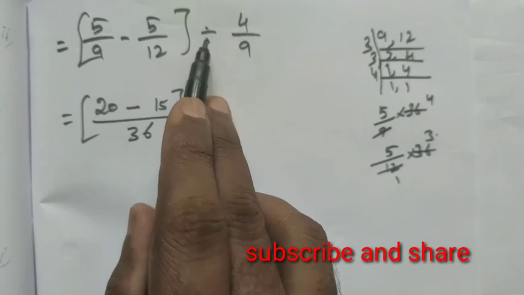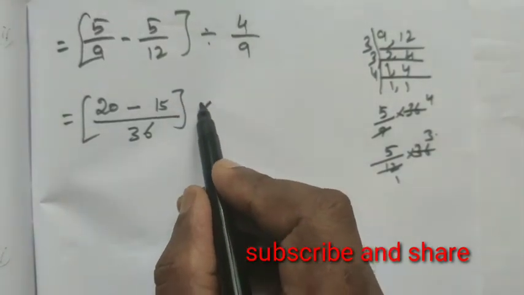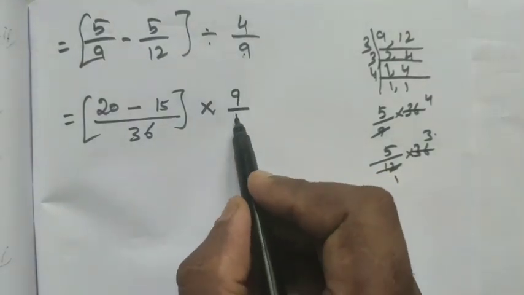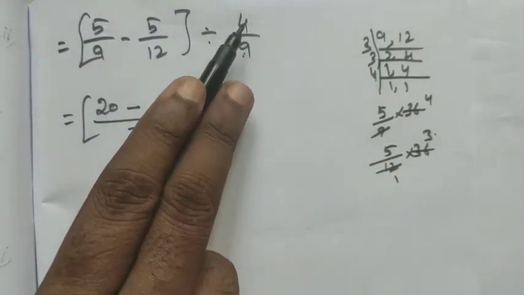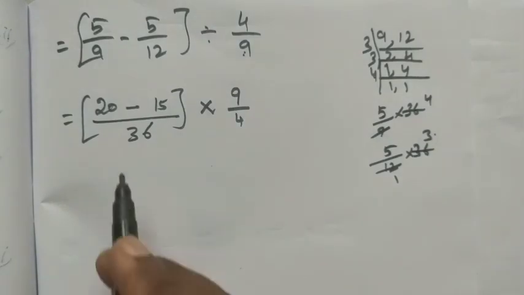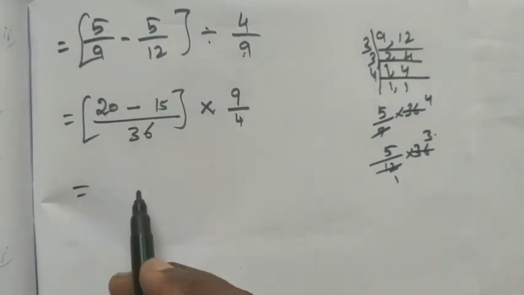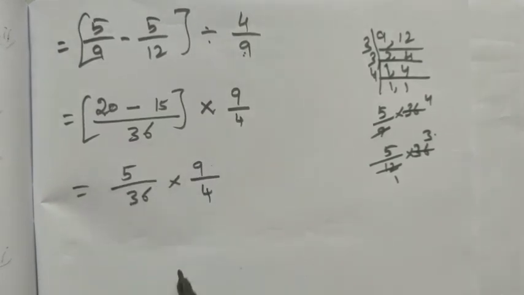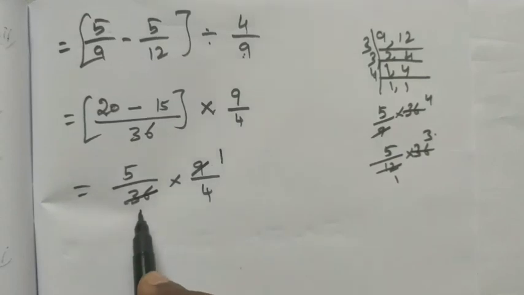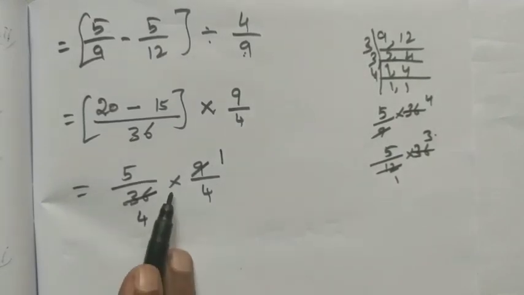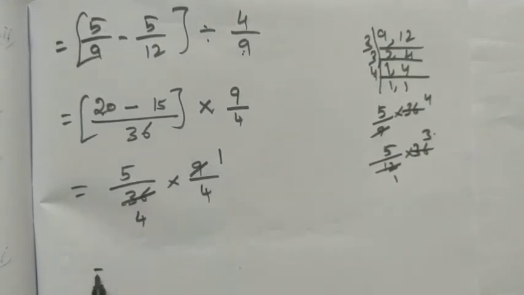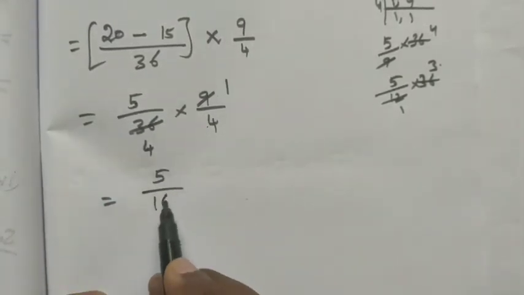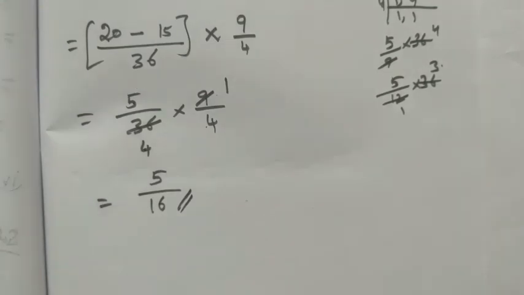Here we have the division symbol. If I change the division into multiplication, then we take the reciprocal of the term, right? We have to take the reciprocal of this term: the numerator turns to denominator and the denominator turns to numerator. So now 20 minus 15 is 5 divided by 36, into 9 divided by 4. Here 9 1s are 9, 4s are 36. It is multiplication, so we can cancel it. So this term is equal to 5 1s are 5 divided by 4 4s are 16. This is the answer. Thank you, students.